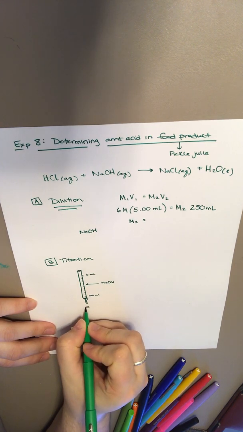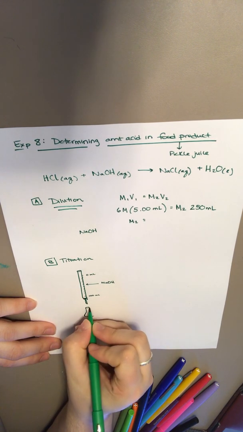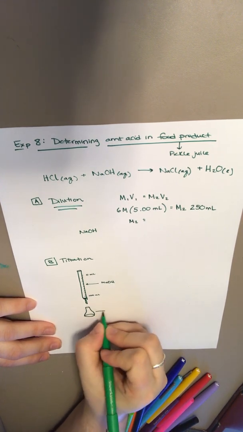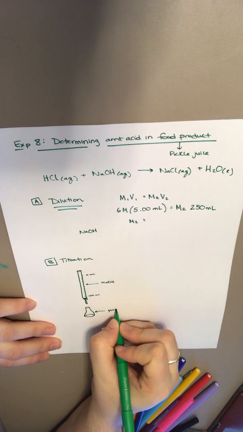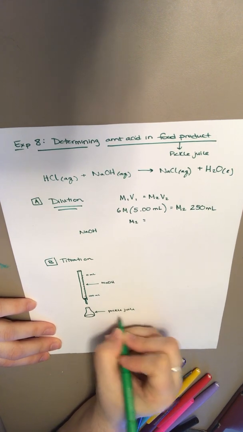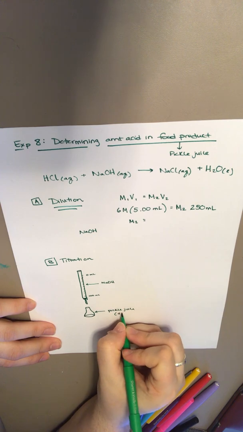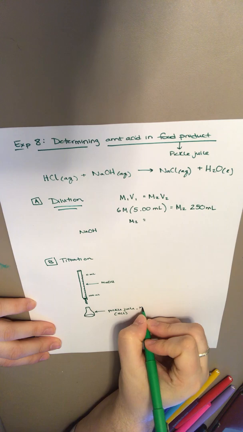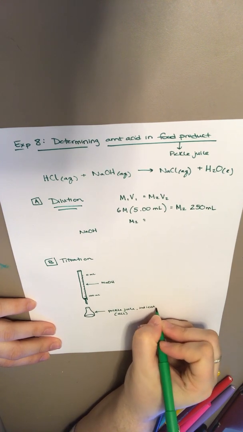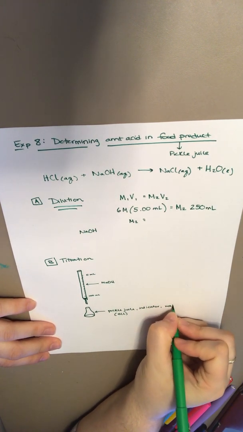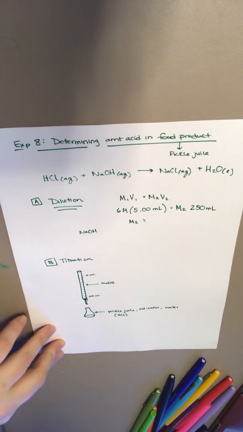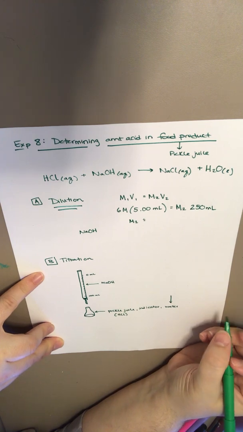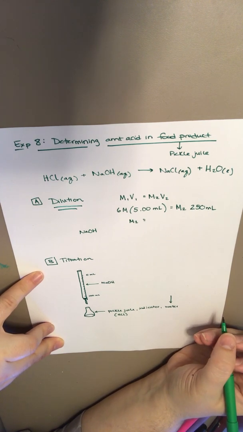Then we would have these wonderful little Erlenmeyer flasks that include our pickle juice, which has some sort of acid in it, so I'm just going to put HCl. It's going to have our indicator, and it's going to have water. Now, one of the questions asked about this is, if we increase the amount of water, does it matter how much we're putting in this Erlenmeyer flask?